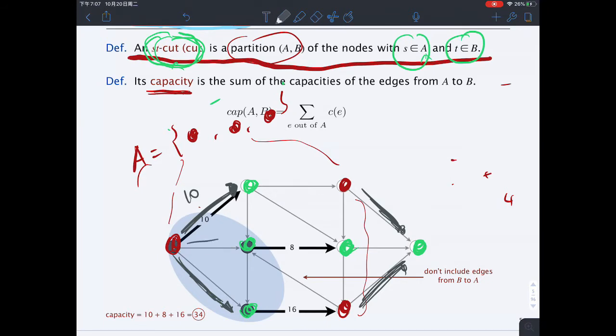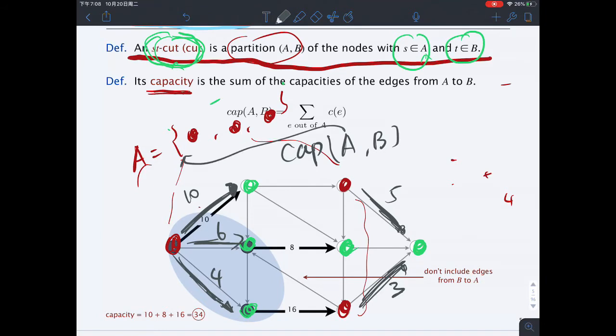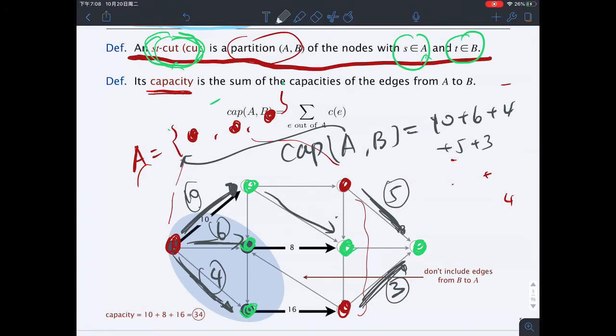Now if I want to compute the capacity, I just want to use 10 plus, so what's over here? Let me erase that and see. It's not written, so 10 plus whatever. Let me make things out: 10, 4, 6, 4, and 5, and 2, 3. So when I compute the capacity of A and B, where A is defined by these red nodes, it's just 10 plus 6 plus 4 plus 5 plus 3. Those are all the five numbers.